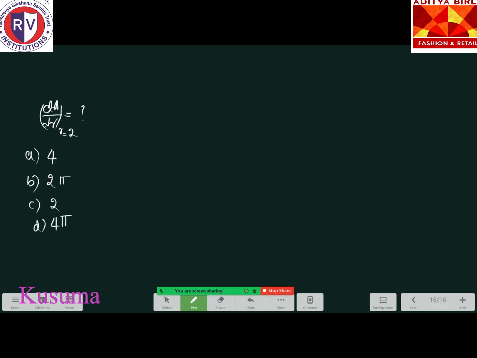The rate of change of area with respect to radius when r is equal to 2 is to be found out. So you have to find the area of a circle. What is the area of a circle? Pi r square. We need dA by dr.